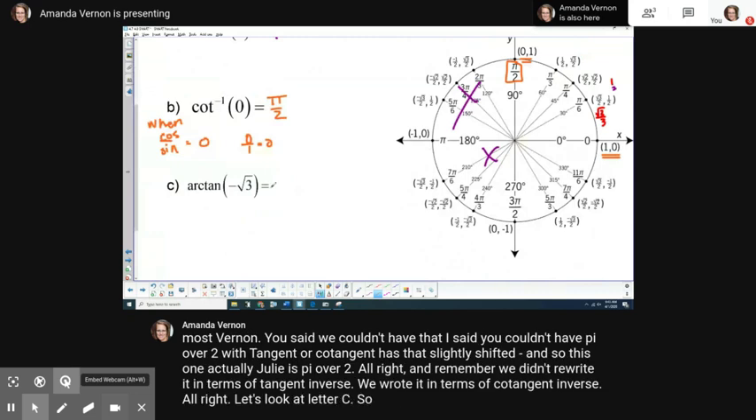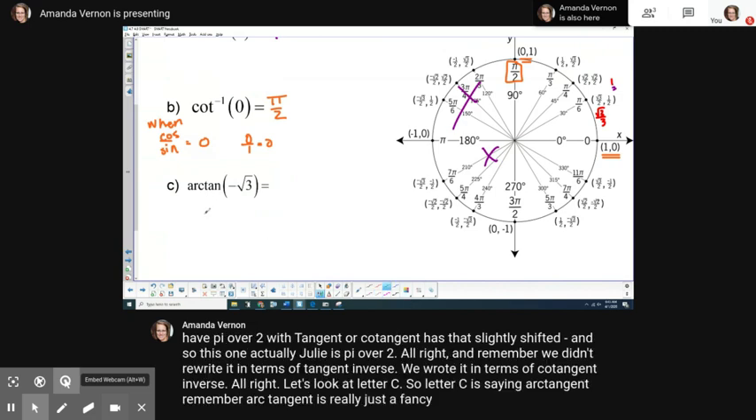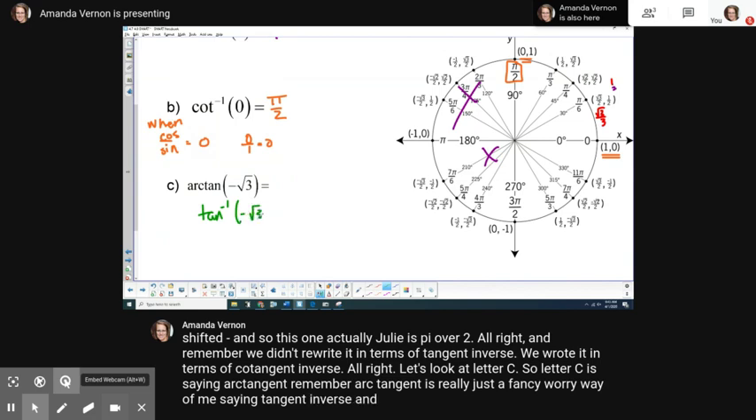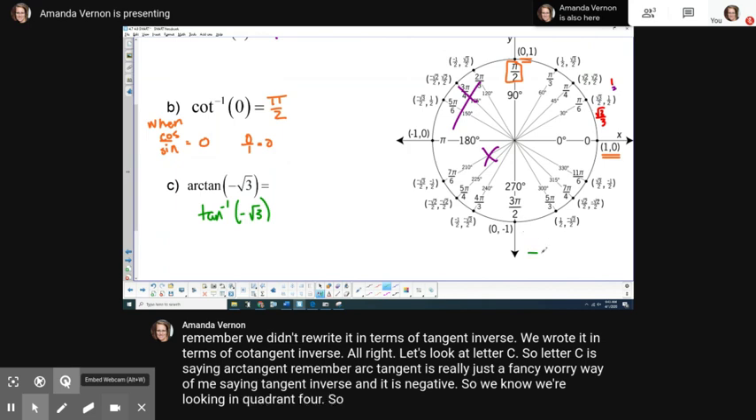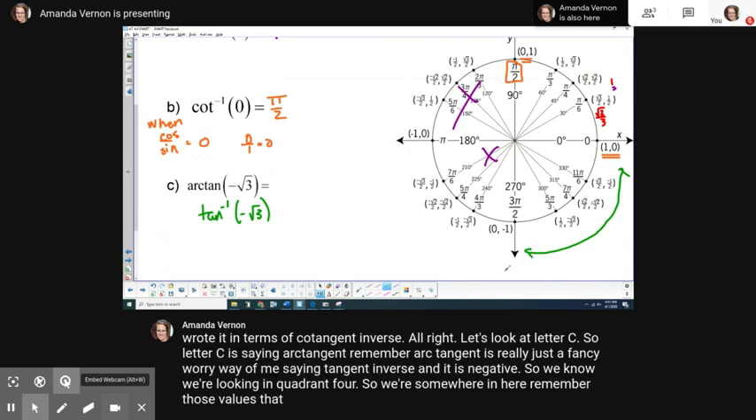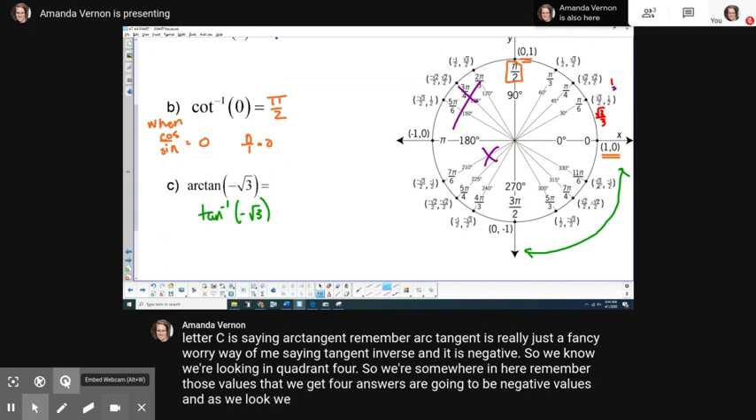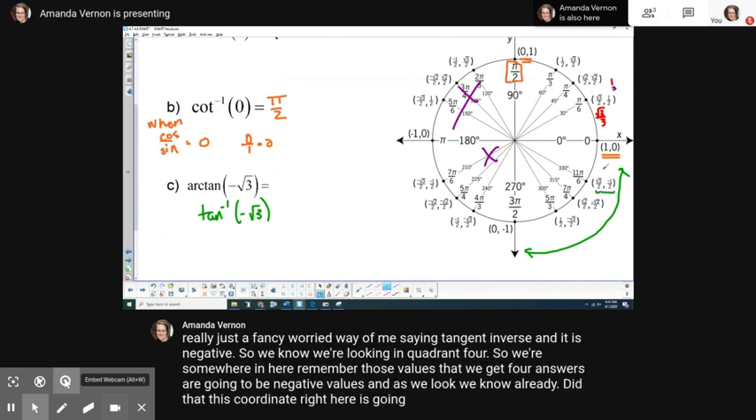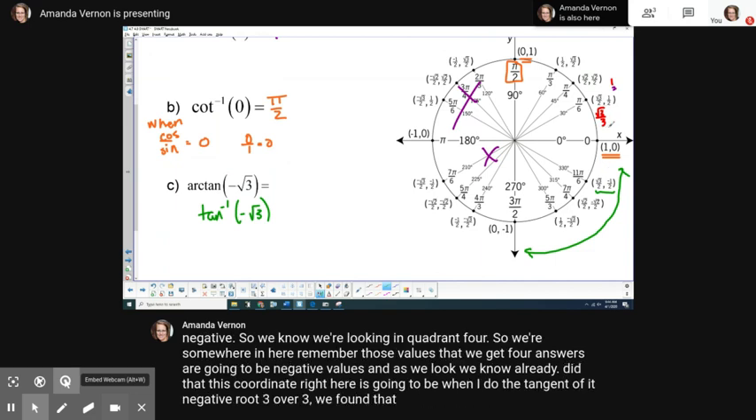So letter C is saying arctangent. Remember, arctangent is really just a fancy way of me saying tangent inverse. And it is negative, so we know we're looking in quadrant 4. So we're somewhere in here. Remember, those values that we get for answers are going to be negative values. And as we look, we know already that this coordinate right here is going to be, when I do the tangent of it, negative root 3 over 3. We found that from before in our processing.